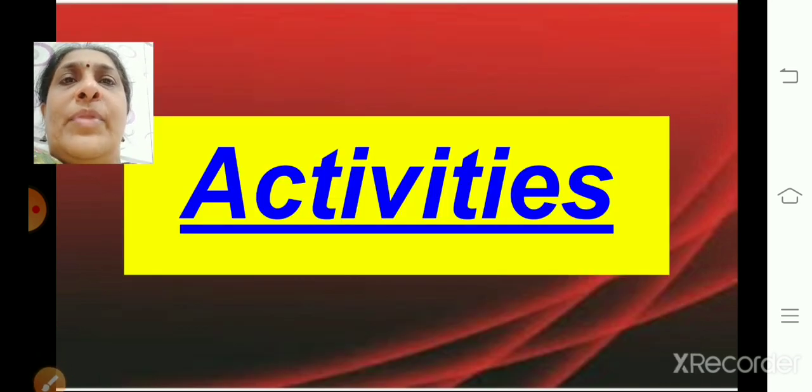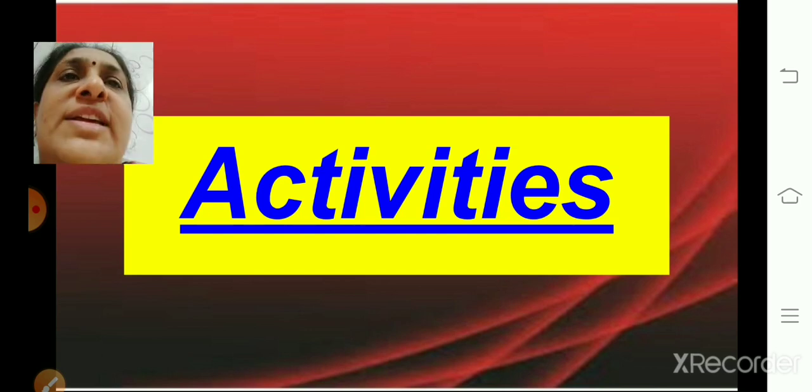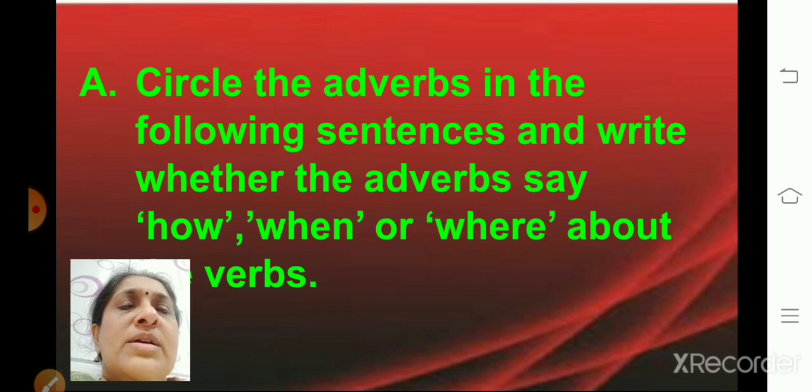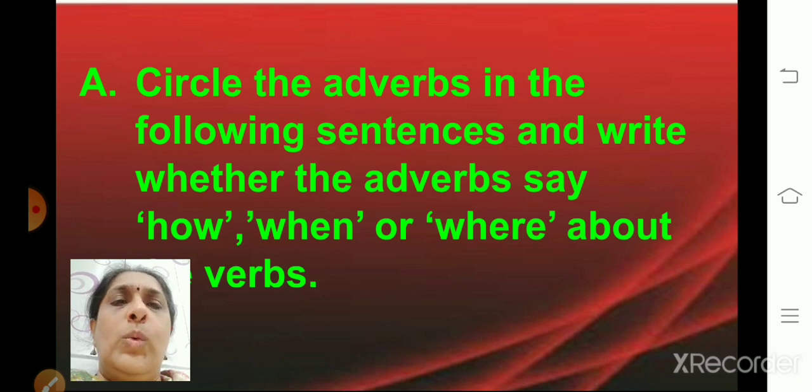Now, let us begin with the activities, children. First activity. Circle the adverbs in the following sentences and write whether the adverbs say how, when or where about the verbs. You have to first circle the adverbs in the sentence and write whether the adverb says how, when or where about the verbs.